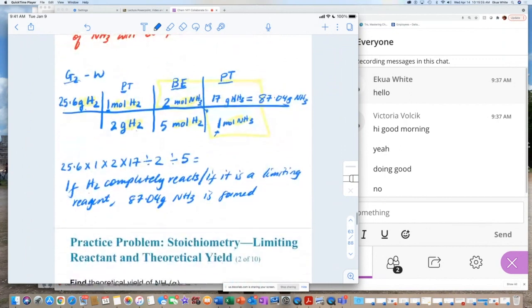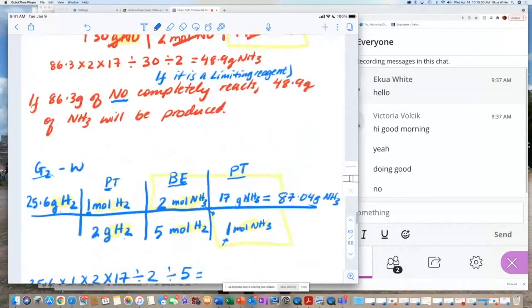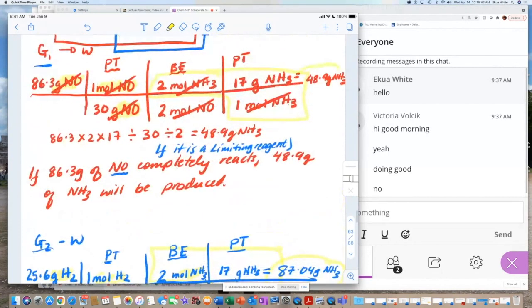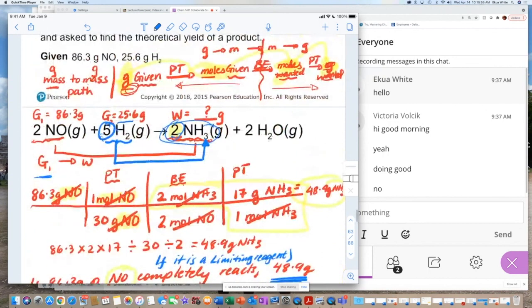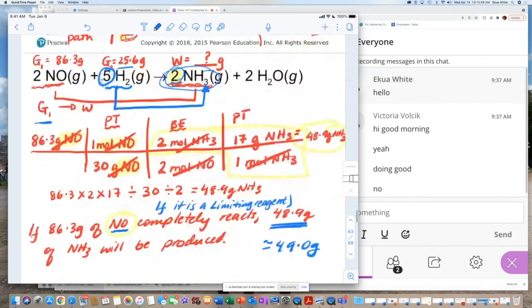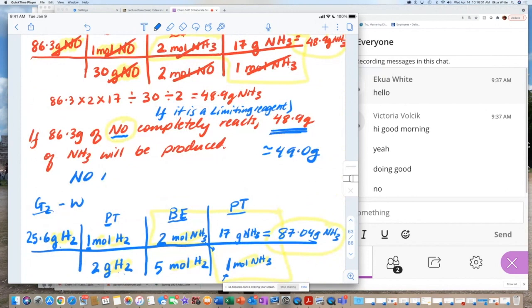Somewhere back there we said the limiting reagent makes less product. This is where that definition matters. So the true limiting reagent will make less product. Let's look at our products, 87.04 and 48.9. The winner is NO. NO is the true limiting reagent. Why? It makes less product, 48.9 or approximately 49.0 grams. So after doing all this work, we're saying NO is the limiting reagent.